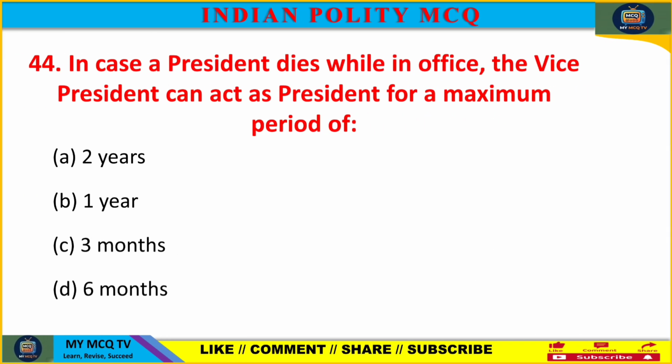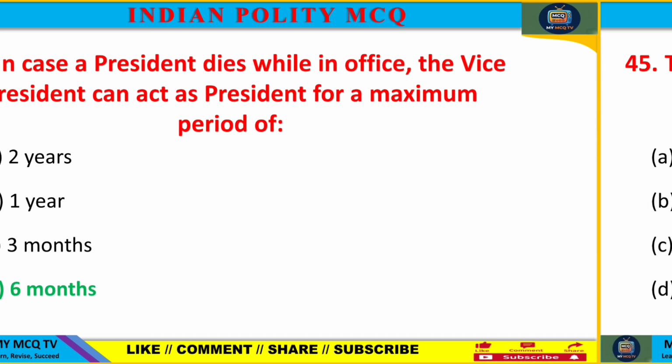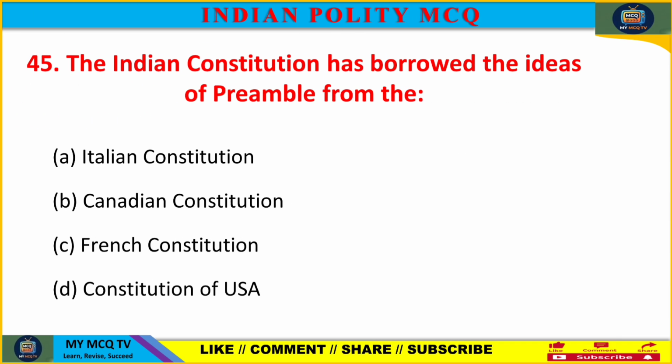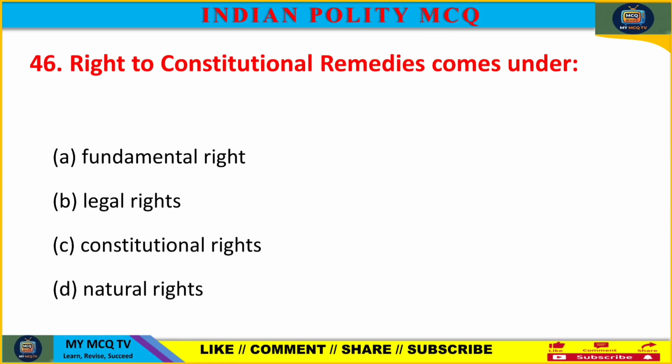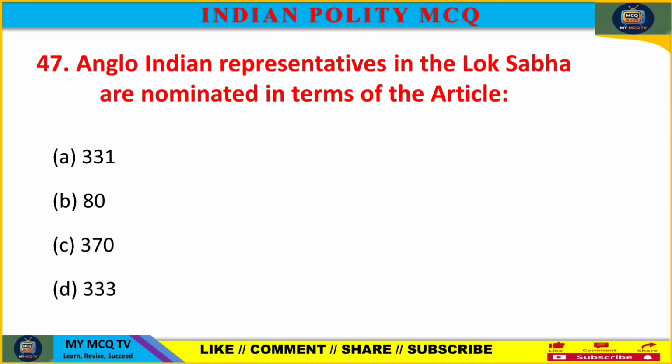In case a president dies while in office, the vice president can act as president for a maximum period of. Correct answer. D. 6 months. The Indian Constitution has borrowed the ideas of preamble from the. Correct answer. D. Constitution of USA. Right to constitutional remedies comes under. Correct answer. A. Fundamental right. Anglo-Indian representatives in the Lok Sabha are nominated in terms of the article?